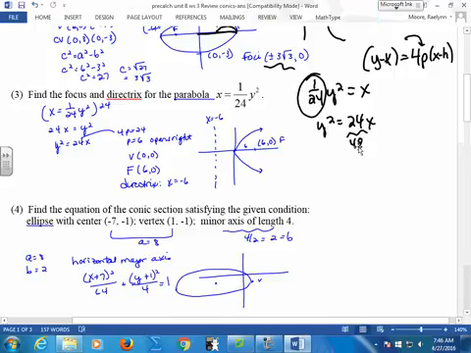P is positive, it opens right. It's a y squared, so it's opening left or right. So p is positive, it opens right. Good? Yes? No? Foci, you can find your focus: the distance from your vertex to your directrix will give you the same distance from your vertex to your focus point.